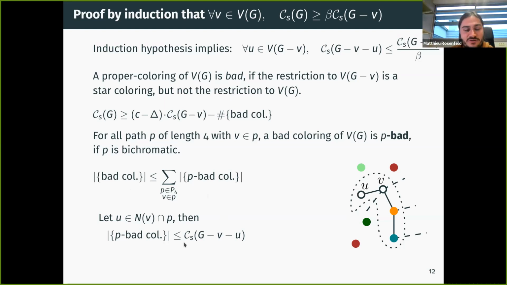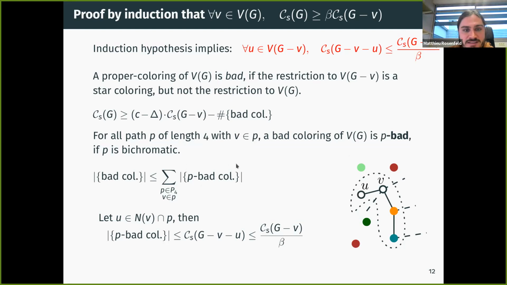Okay, so I said the number of star colorings of G minus V minus U is at most the number of star colorings of G minus V divided by beta. And this is my induction hypothesis. Now, again, I'm almost done. I just have to put all the equations together, so it's going to look like the previous proof.